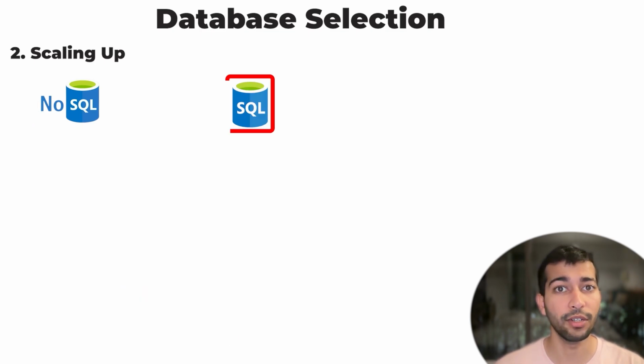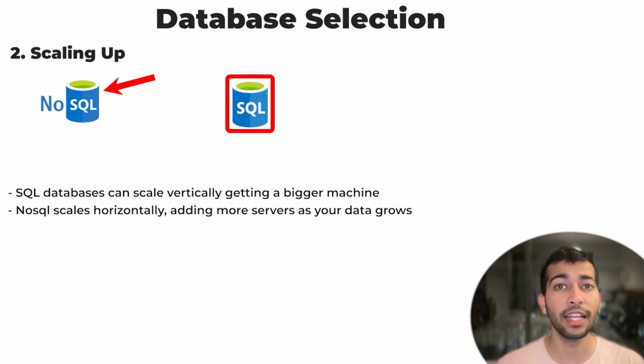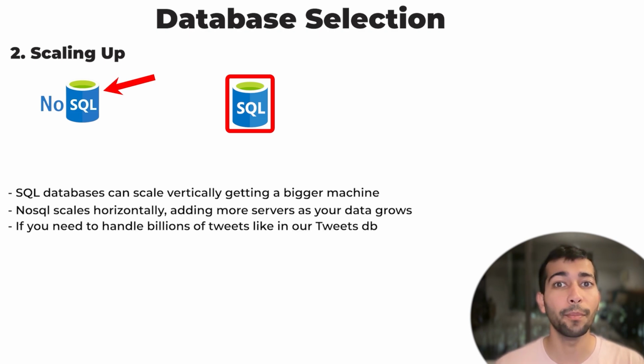Now, talking about SQL, while SQL databases can scale vertically, getting a bigger machine, that is what vertical scaling is, NoSQL scales horizontally, adding more servers as your data grows. So the intuition is, if you need to handle billions of tweets, like in our TweetsDB, NoSQL is the hero because it can grow alongside your data.